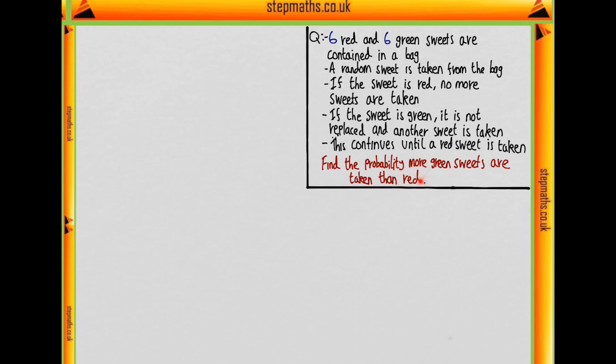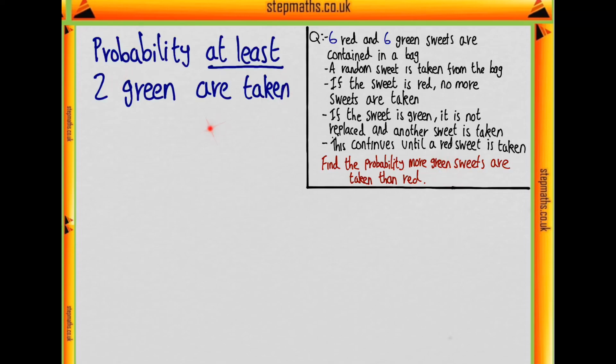So we know we have one red sweet, and so probability more green sweets is just probability we have at least 2 green sweets. So this is easier to work with, because we can model our process and essentially count up the probabilities as we get to the scenarios where we get 2 green sweets.